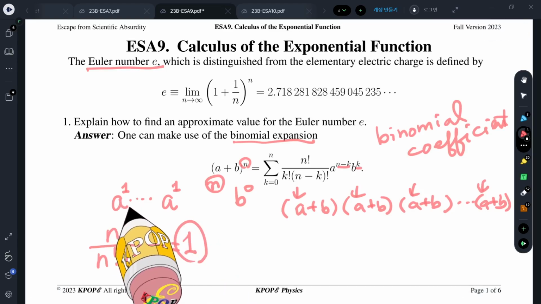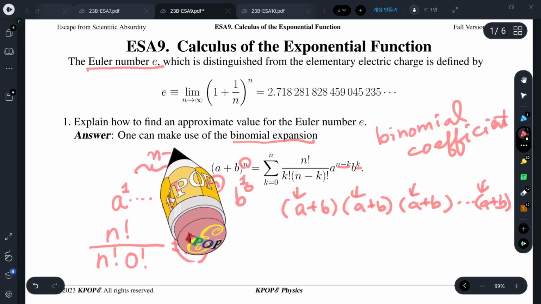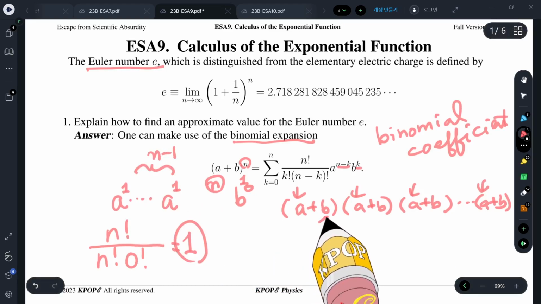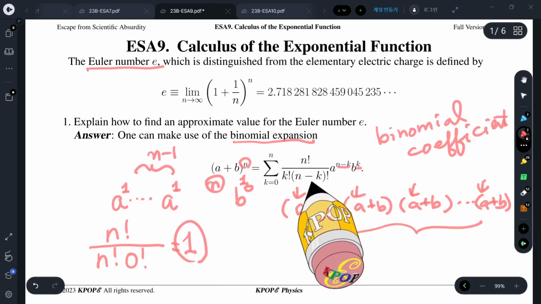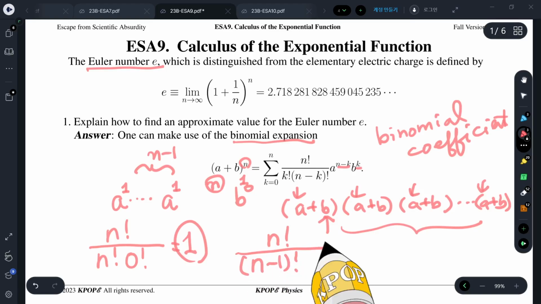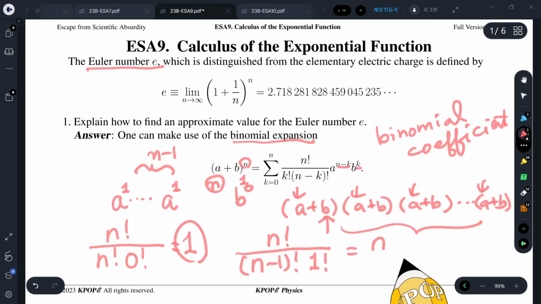What happens if we choose a single b and n minus 1 a's? We can choose b here, here, here, so there are n cases. The factor is: we choose n minus 1 a's and only a single b. So this cancels to n divided by 1, which equals n.